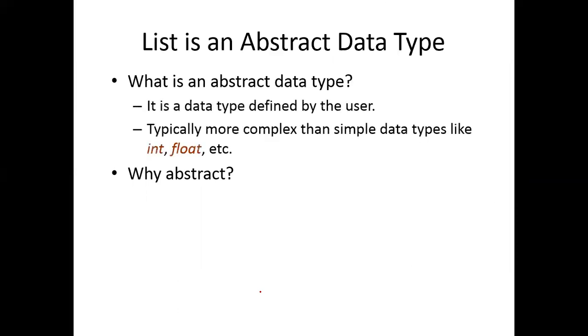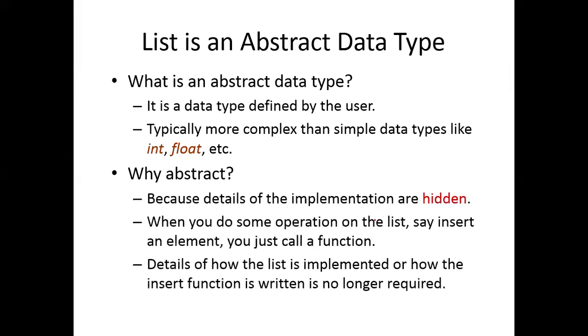Why do we say the list is an abstract data type? It is a data type defined by the user. We have primitive data types, and even a class object is a user defined data type. But an abstract data type means the type of data which the variable is going to hold will be defined by the user. It is not simple like an int and a float. The details of the implementation will be hidden, and the details of how the list is implemented or how the insertion function is written are no longer required.